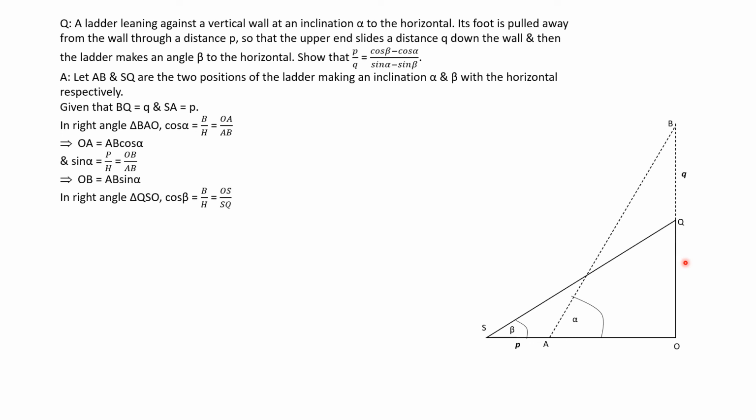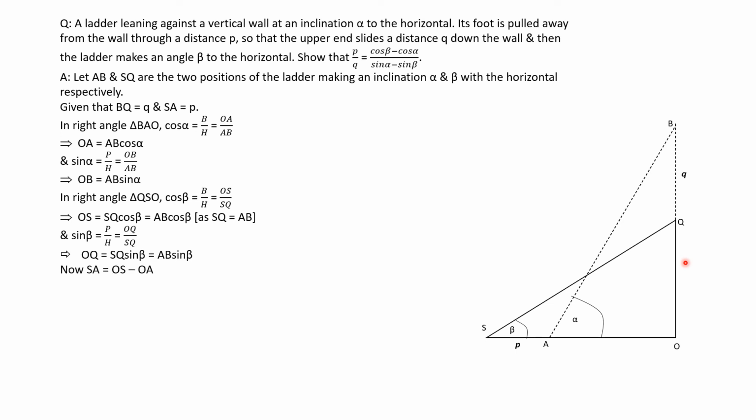Now in right angle triangle QSO, cos beta equals B by H, or OS by SQ, or OS equals SQ into cos beta. But what is SQ? SQ equals AB, so we can write it as AB into cos beta. And sin beta equals P by H, or OQ by SQ. So OQ equals SQ sin beta, or we can write AB sin beta.